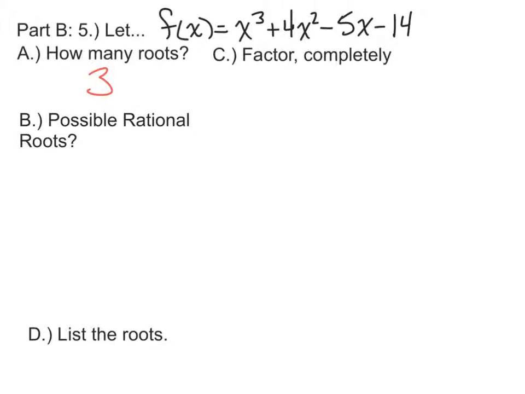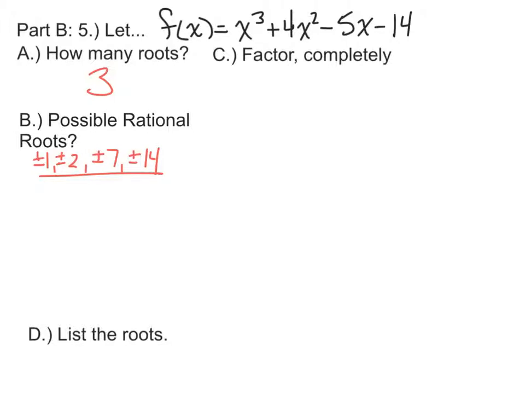The next step is to list the possible rational roots. And the rational root theorem says that if this polynomial does have any rational roots, it'll look like a fraction, where the numerator of the fraction is going to be a factor of the constant term. So in the numerator, we list the factors of 14, which would be plus or minus 1, plus or minus 2, plus or minus 7, and plus or minus 14.